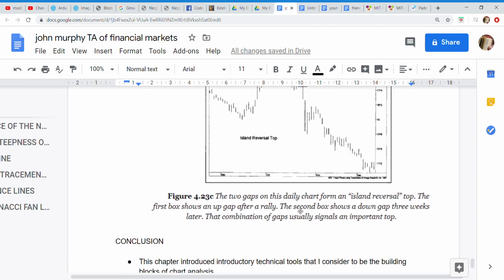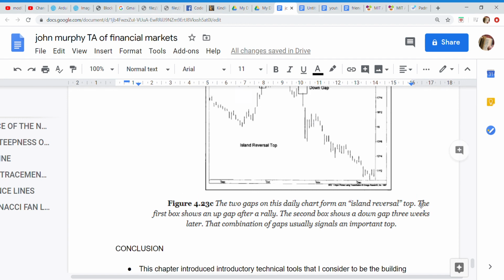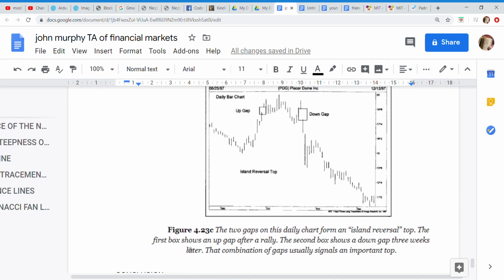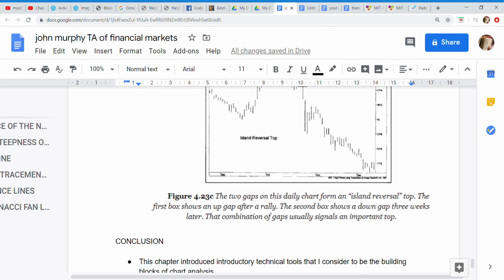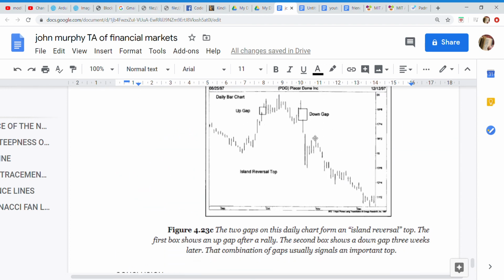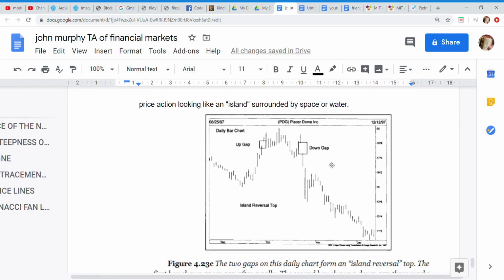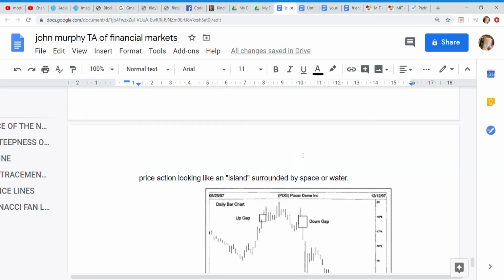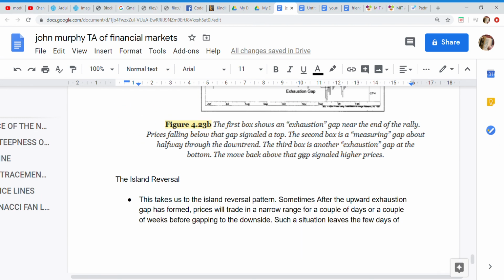The two gaps on the daily chart form an island reversal top. The first box shows an up gap after a rally. The second box shows the down gap three weeks later. That combination of gaps usually signals an important top. So this is basically an island reversal gap. This is an important signal and mostly it will not reverse.